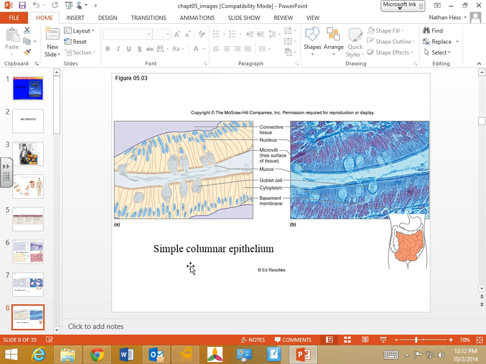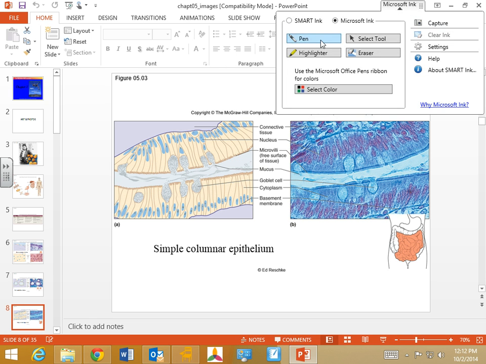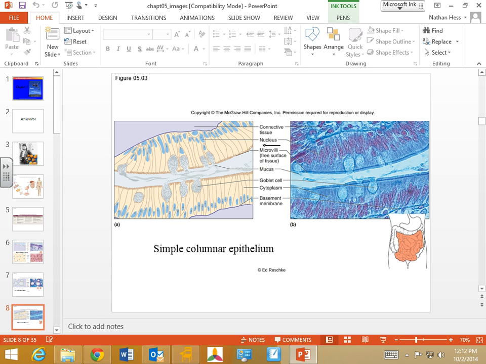Mucus. Good. Where are they found? Small intestine, the lining of the small intestine. Innermost, good. I'm pointing out again this microvilli. The point of the microvilli is not for moving. That's cilia. Microvilli increase the surface area, more area to absorb nutrients, because that's the whole purpose behind the small intestine, absorbing nutrients. So, knowing the goblet cells, knowing the microvilli.